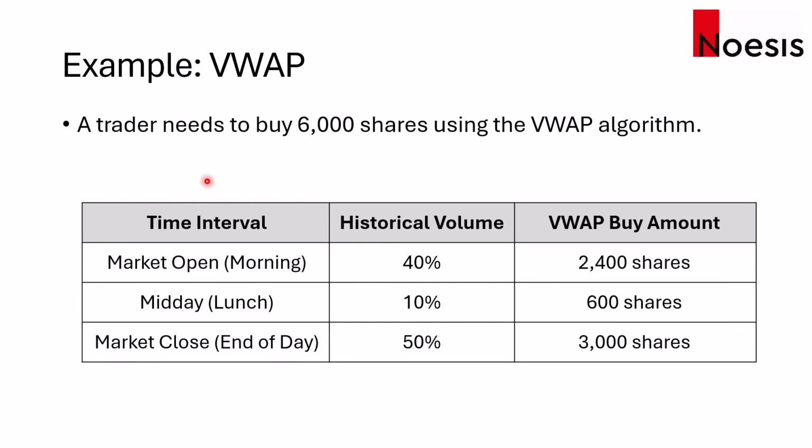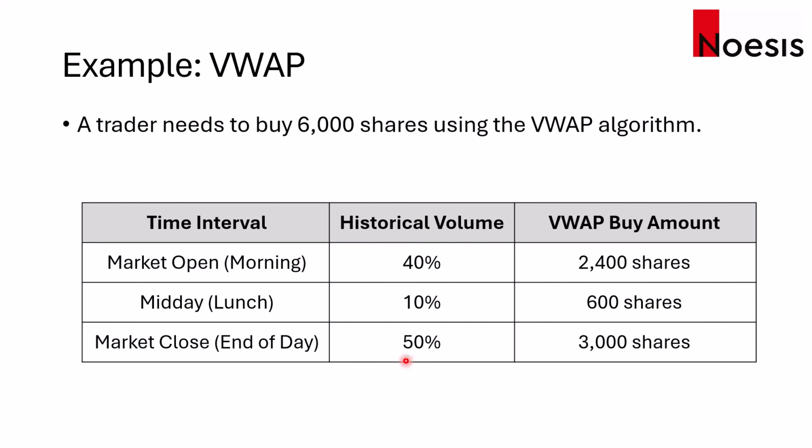Now, in this scenario, a trader needs to buy 6,000 shares using the VWAP algorithm. Unlike the steady drip of a TWAP, the VWAP algorithm is going to allocate those 6,000 shares based on historical volume patterns. Take a look at the data in the table to see how the U-shaped curve we discussed earlier actually works in practice.